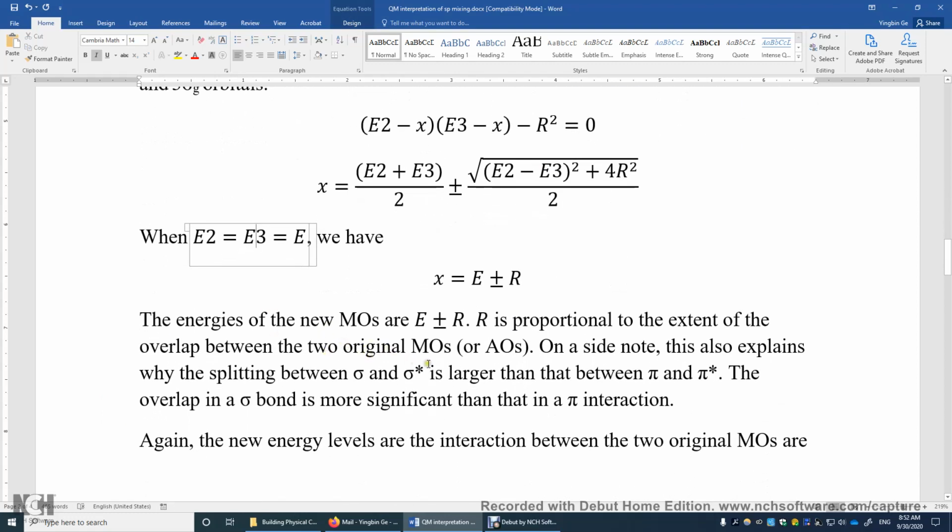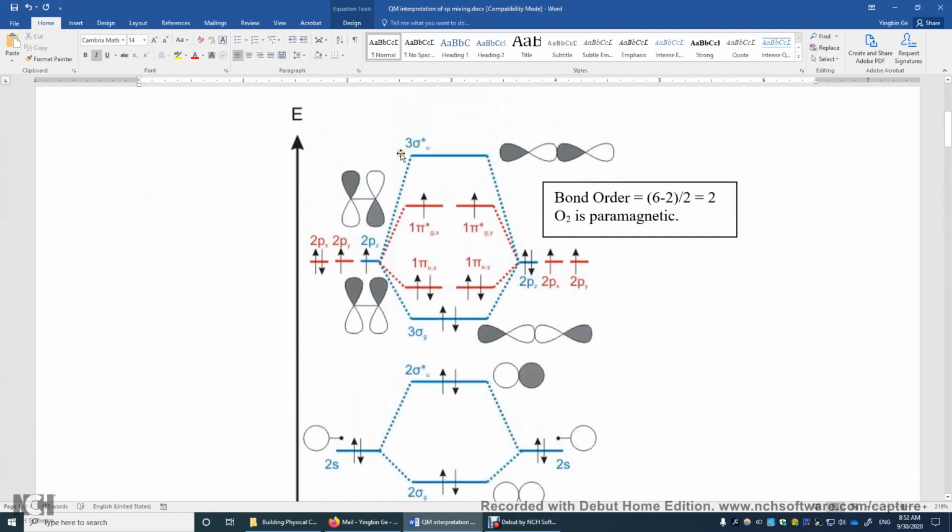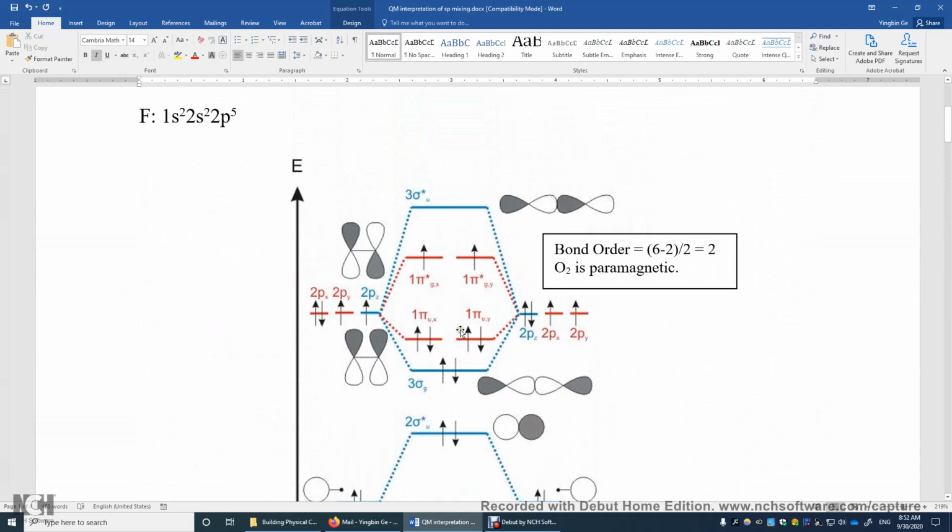Before we talk about the case in which E2 and E3 are quite different, let's look at this equation again. This equation also explains why the splitting between sigma and sigma star is usually larger than that between pi and pi star. So I want to show you the O2 MO diagram again. All right, so this is the O2 diagram. 2pz and 2pz form sigma g and sigma u star. So look at the splitting here. This is really big. Now look at the interaction between 2px and 2px, 2py and 2py. Look at the splitting between pi and pi star. So this splitting between pi and pi star is smaller than the splitting between sigma g and sigma u star.